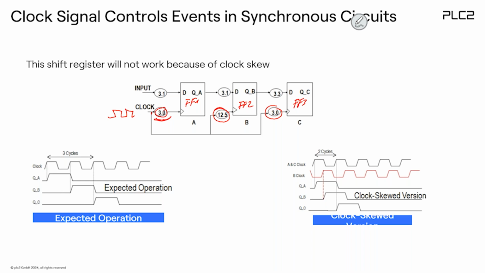If we just ignore the delay times for the first thinking, then that's actually what we expect. At this clock edge, QA will be set. At the next clock edge, QB will be set, and at the next clock edge, QC will be set. This means the data runs through the shift register. So that's what we expect. But now let's analyze the skew.